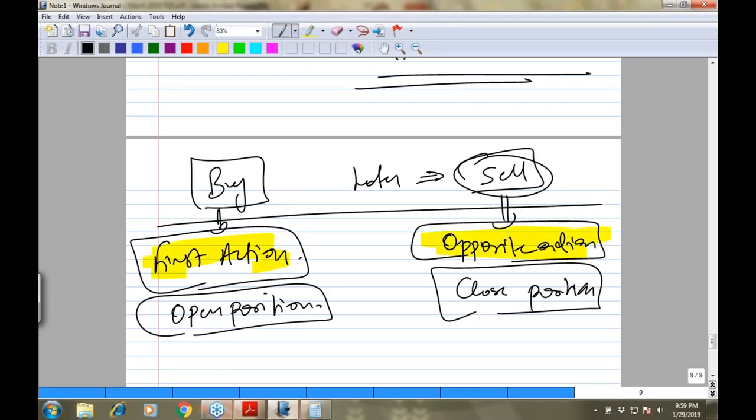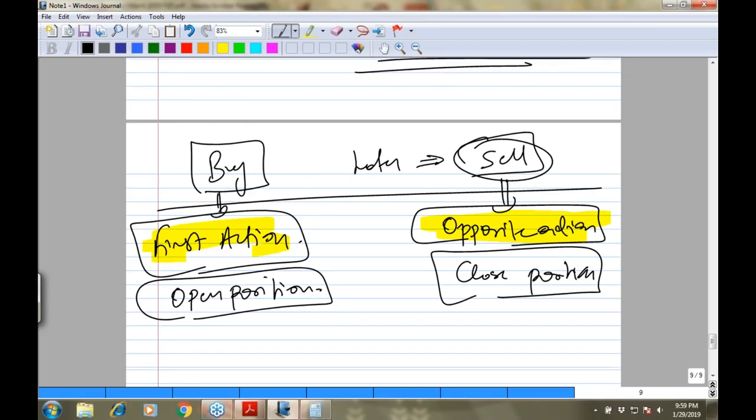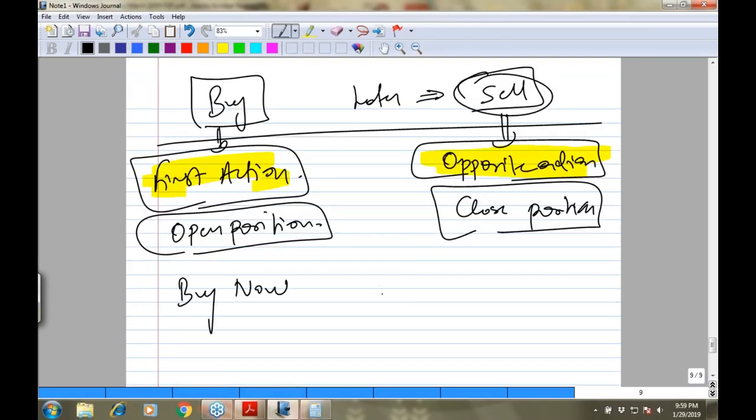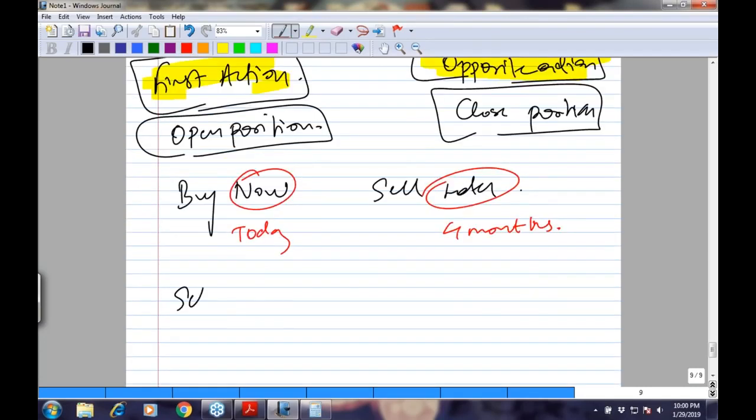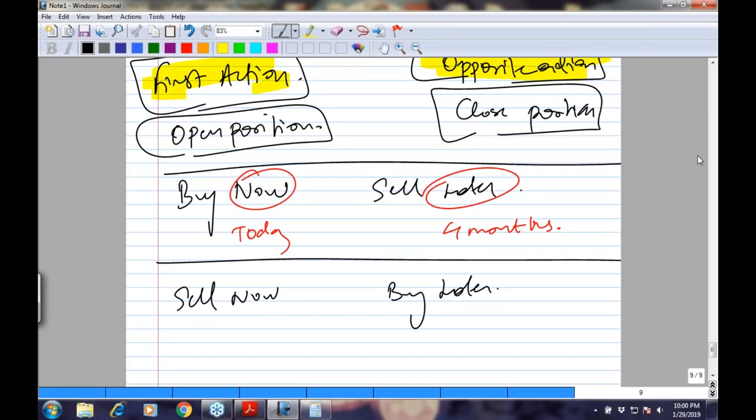Now, what exactly do you mean by this? So basically, the hedge strategies for the futures are generally like this: buy now, sell later. What is now? What is later? In this case, now is today, later is going to be the 4 months period. The other type of hedge strategy could be sell now, buy later. So remember, the futures contracts are the exchange traded forward contracts. Why do we enter into these future contracts? We enter into these future contracts because they hedge against the adverse movements in the currency.